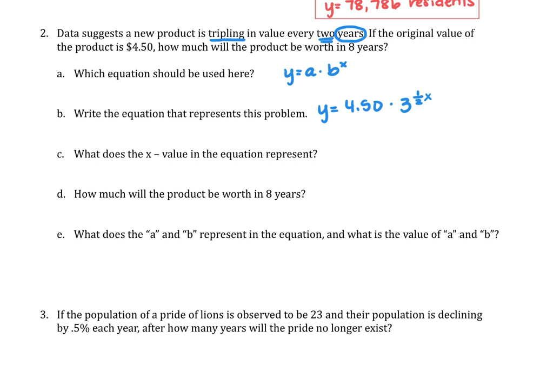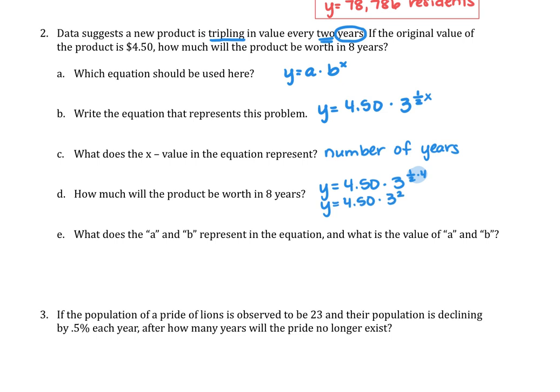All right, part C says, what does the X value in this equation represent? This is still representing the number of years. Part D says, how much will the product be worth in 8 years? So what I'm going to do is replace that X with an 8, still leaving the fraction of 1/2. And it's 1/2 times 4. So I could go ahead and simplify this 1/2 times 4. Well, half of 4 is the same thing as 2. And this is what I can type in my calculator.